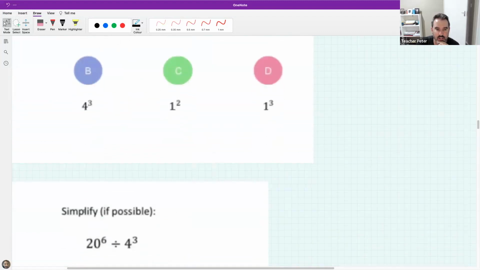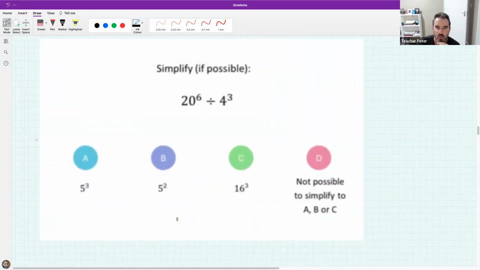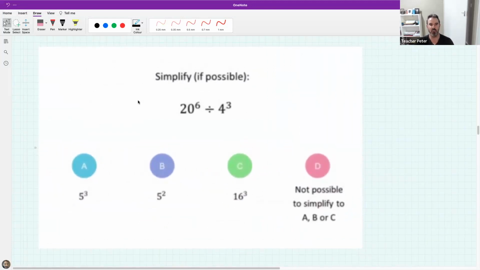That one we've got already. Okay, here's something a bit more interesting. Can you simplify? Which of the 4 options do you think this one is?